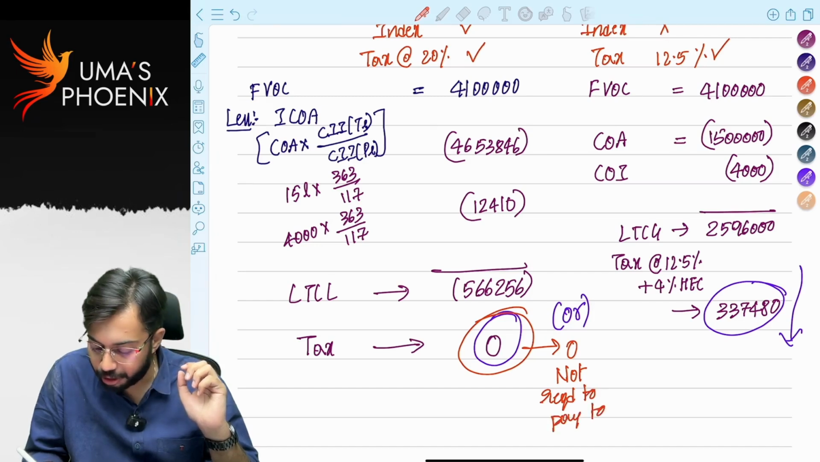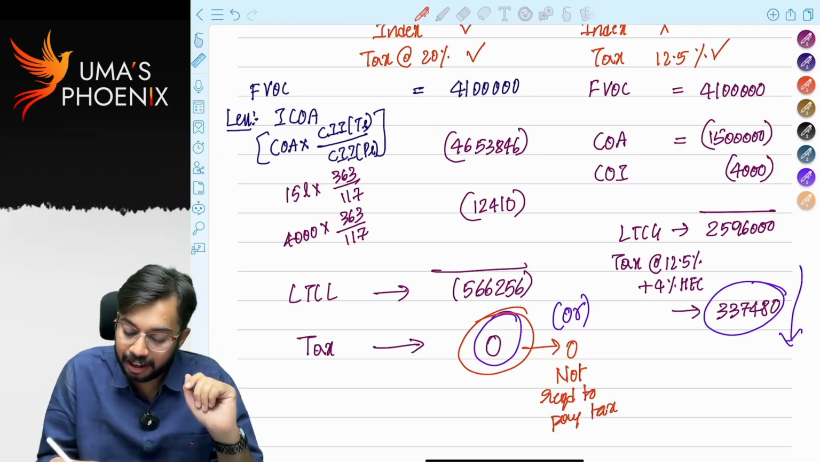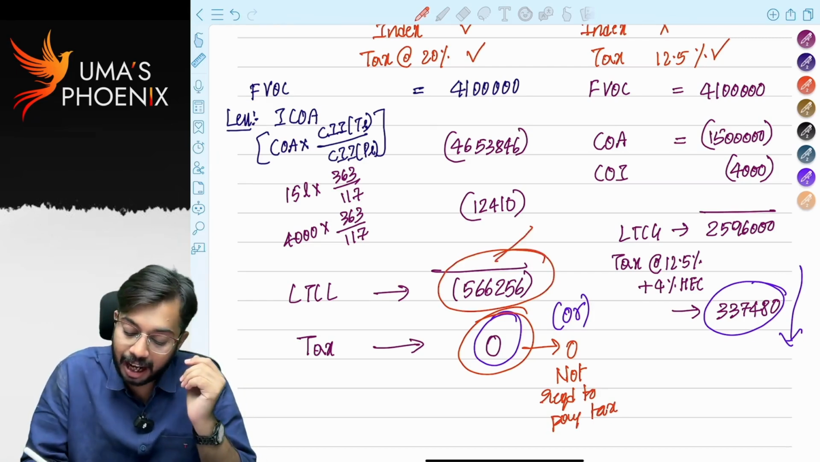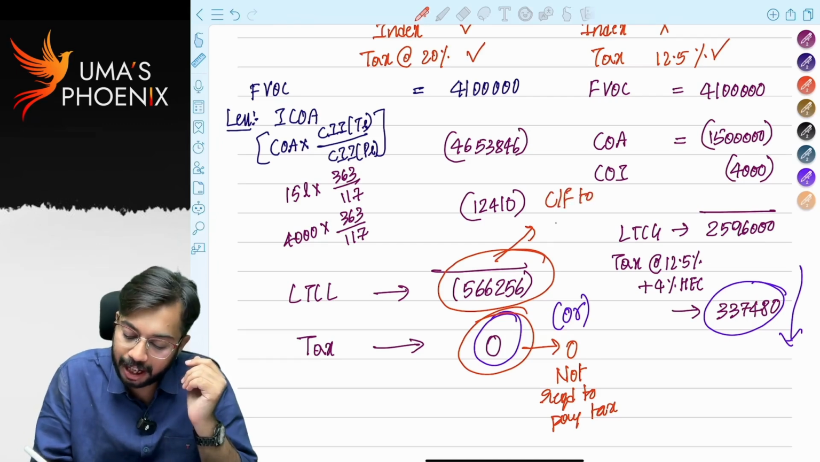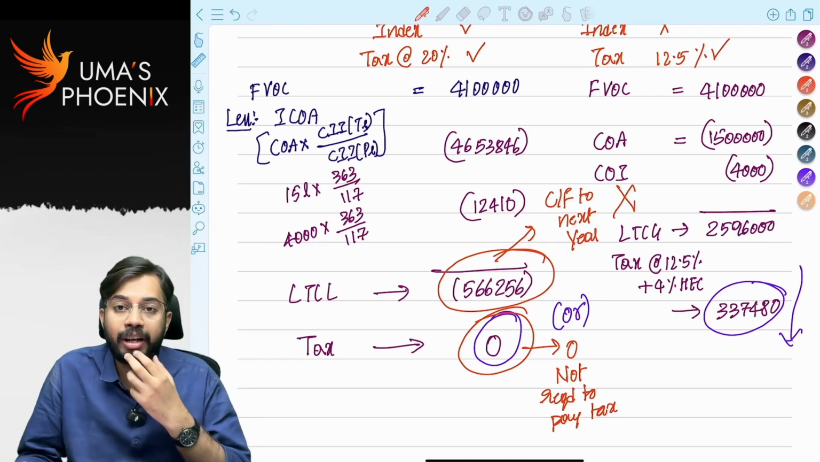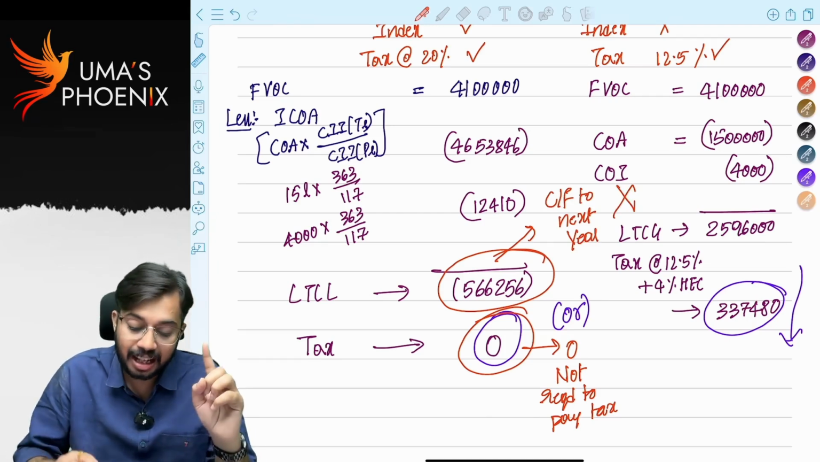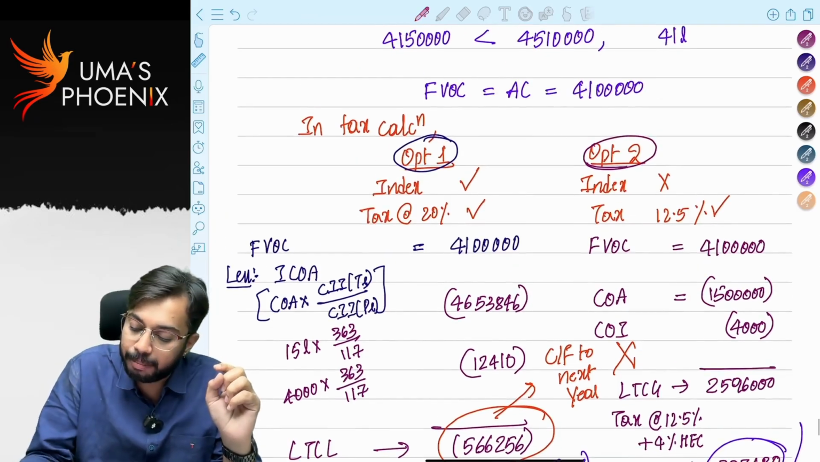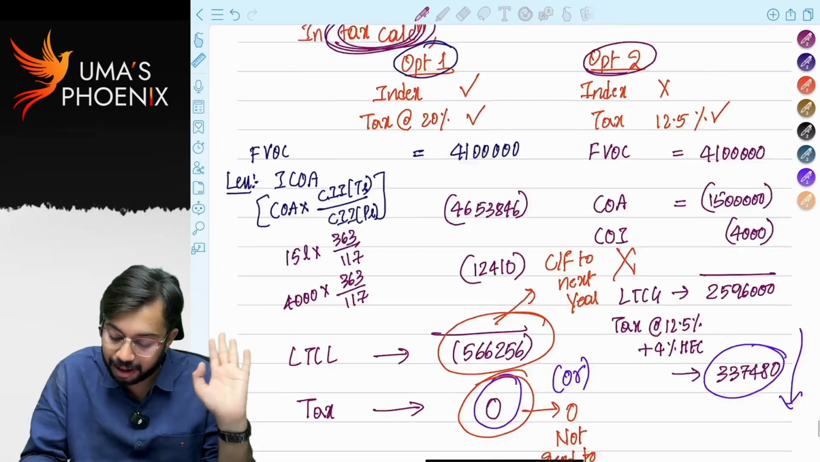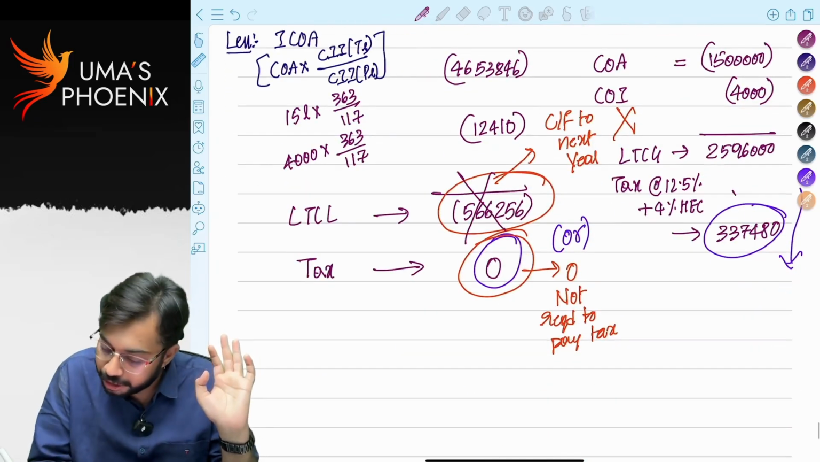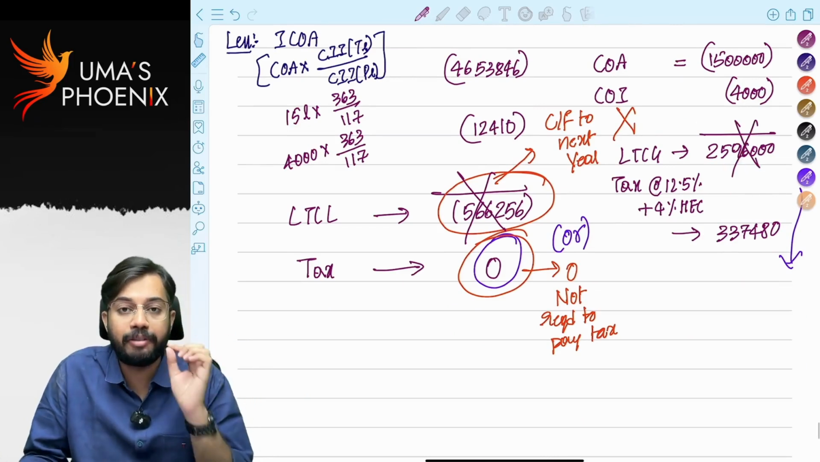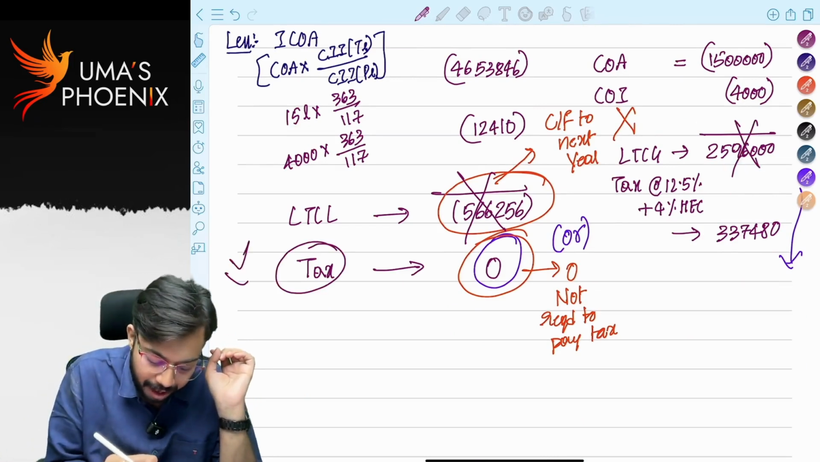Now you will get one doubt. Sir, here there is a long-term capital loss of 5,66,256, right? Can I carry it forward to next year? No, you cannot carry it forward to next year. The reason is, I said the benefit is available only for tax calculation. The benefit is not available for calculation of income. Benefit is available only for calculation of tax liability.